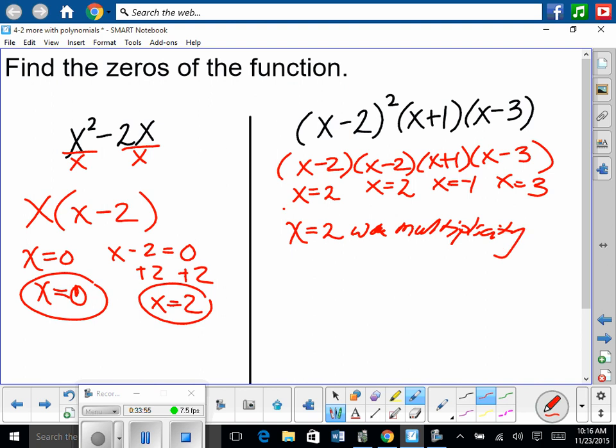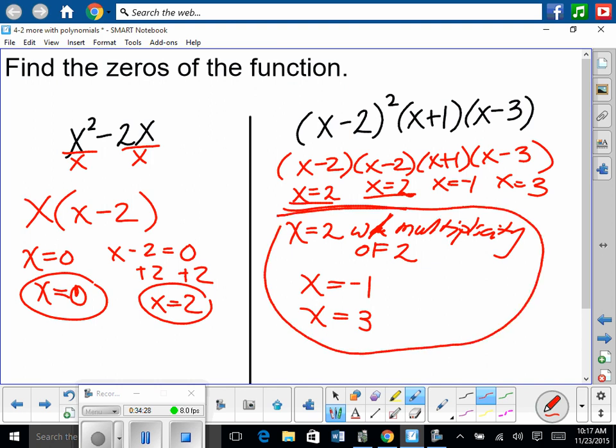A multiplicity, how many times did we get it, guys? 2. So x equal to 2 with a multiplicity of 2. X is equal to -1 and x is equal to 3. X is equal to 2, since it happened twice, this is the correct way of writing it in secondary math: x is equal to 2 with a multiplicity of 2, because it happened twice. If it happened 3 times, it'd be a multiplicity of 3. Does that make sense? You don't just write x equal to 2, x equal to 2. So then that would be our answer.